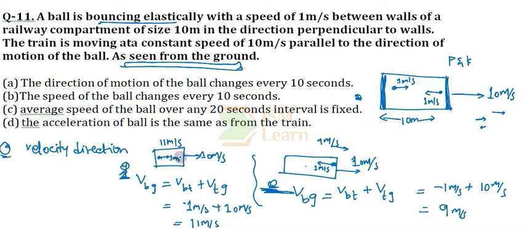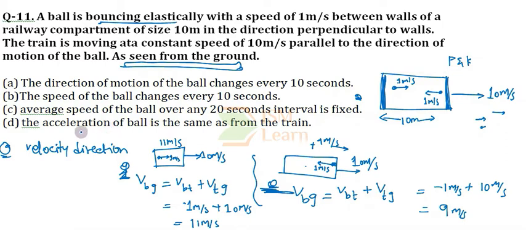Okay, the same scenario will occur. In the overall motion with respect to the person standing on the ground, you will observe that the ball's velocity is switching from 11 meters per second to 9 meters per second, and 9 to 11, and so on. So in the overall motion, you will observe that there is no change.